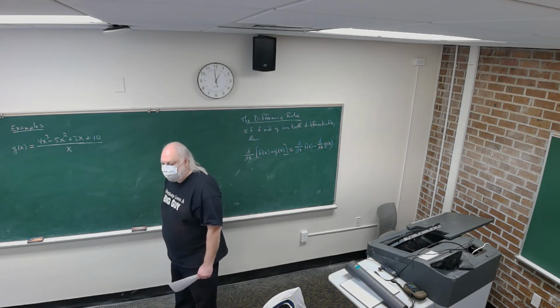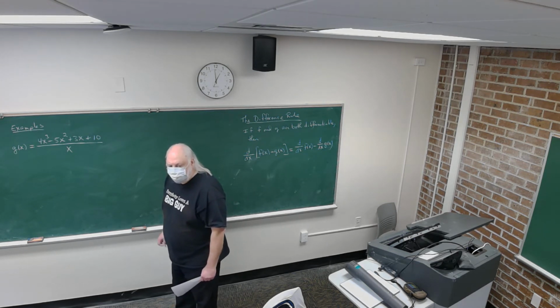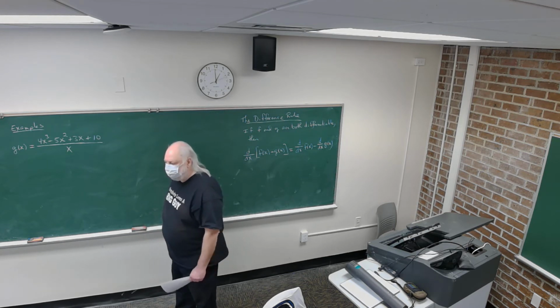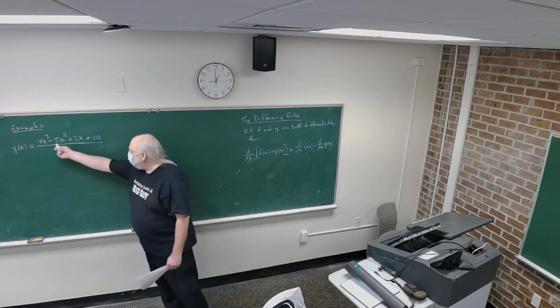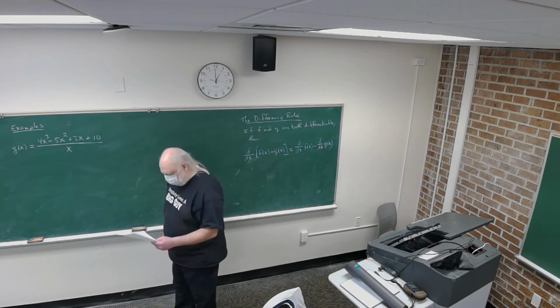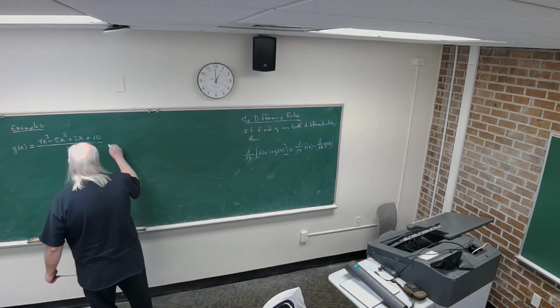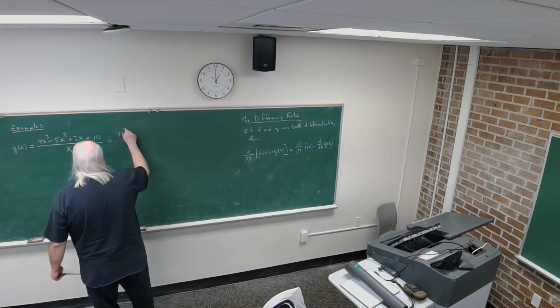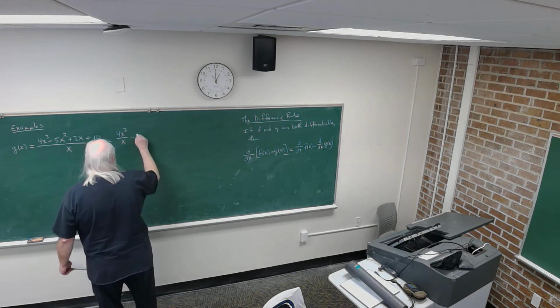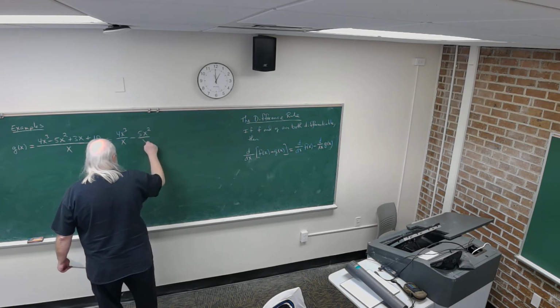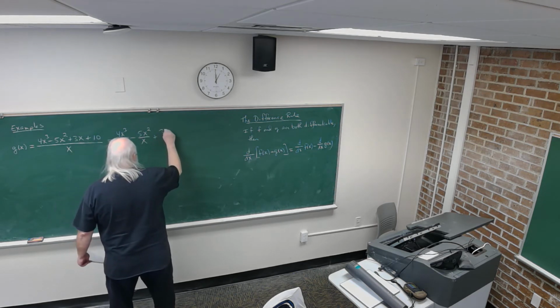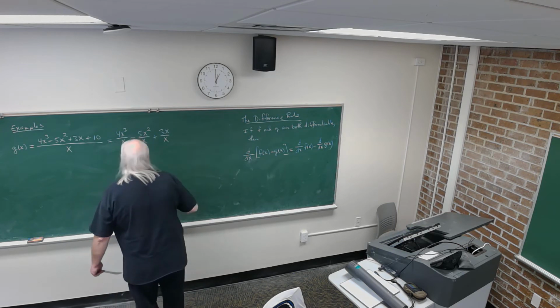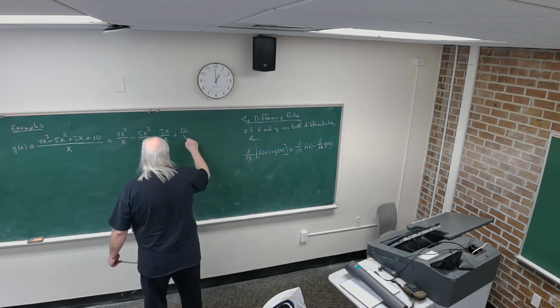Well, we got some rearranging to do before we differentiate this function. What do we have to do you think? Each part by x. There you go. Brian, you hit it head on. Right? Each term in the numerator has to be divided by x. Okay. So 4x cubed over x minus 5x squared over x plus 3x over x plus 10 over x.